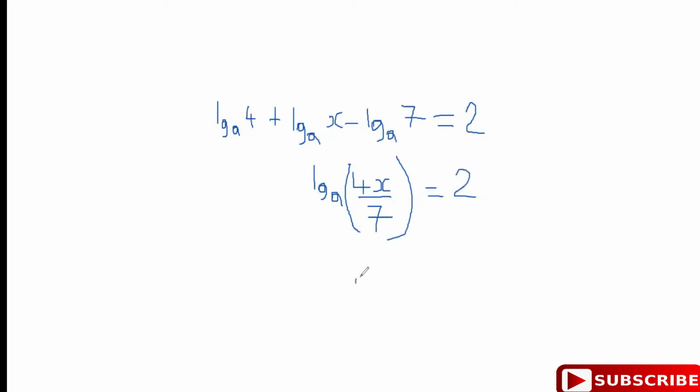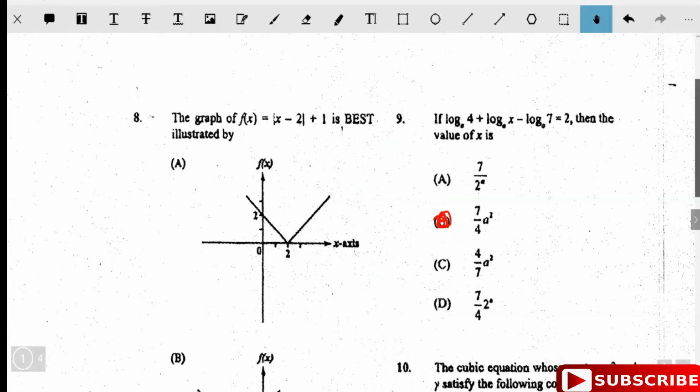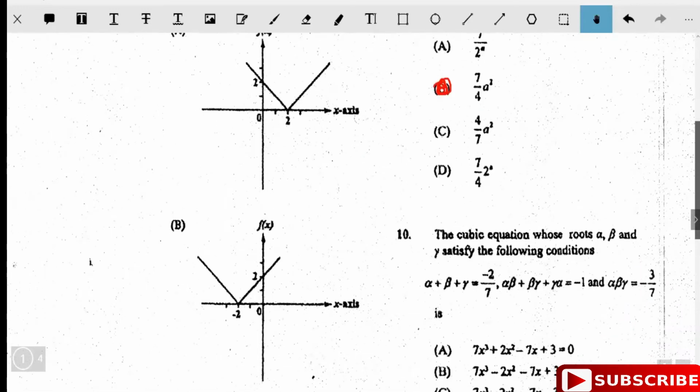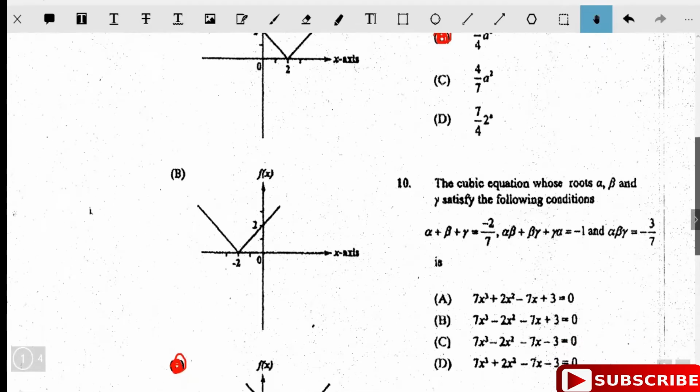And so then it implies that a squared is equal to 4x over 7. Therefore, if we bring over the 7 and divide by 4, we get 7 over 4 times a squared is equal to x. So that's that question for question 9. Easy, easy. That's question 9.